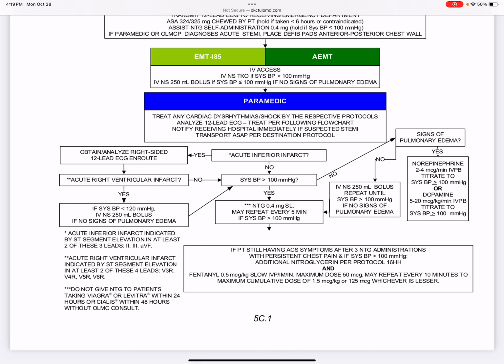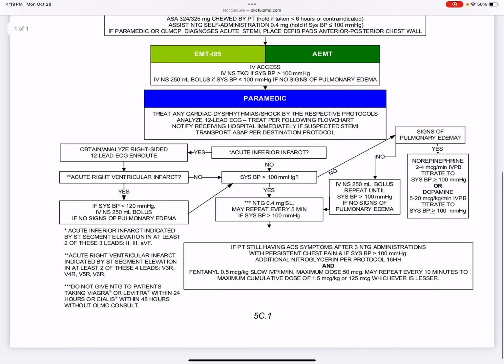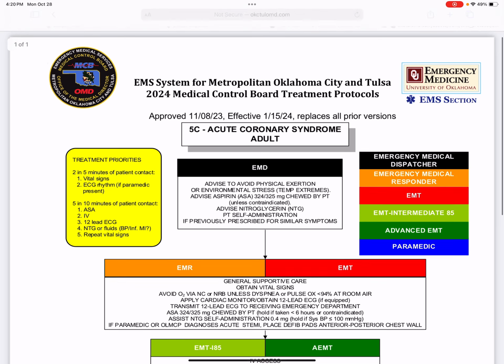But pretty simple here. Well, if you look at the very bottom there's your erectile dysfunction medications. I would definitely know the order and the hours for that. It says do not give nitroglycerin to patients taking Viagra or Levitra within 24 hours or Cialis within 48 hours without online medical control consult. So Viagra, Levitra, 24 hours, and then Cialis is 48 hours. So definitely know that. Hint, hint. And that is it for Section 5C.